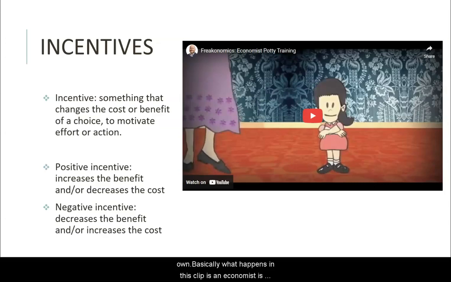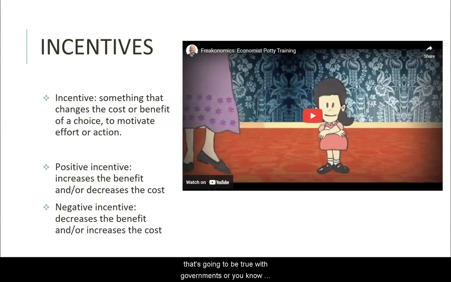Basically, what happens in this clip is an economist is trying to bribe his daughter with M&Ms to go to the bathroom, and at first it works great. She goes to the bathroom, she gets her M&Ms, and then all of a sudden she learns how to beat the incentive scheme. So she goes and trickles out a couple of drops. She gets some M&Ms. She says, I have to go again. She goes again for another bag of M&Ms. So it's like every time she needs to pee, she's going to get 5 bags of M&Ms, which obviously was not the intent of her parents.